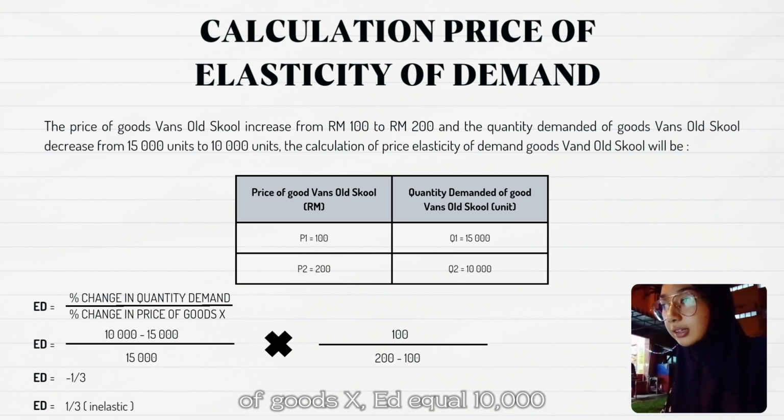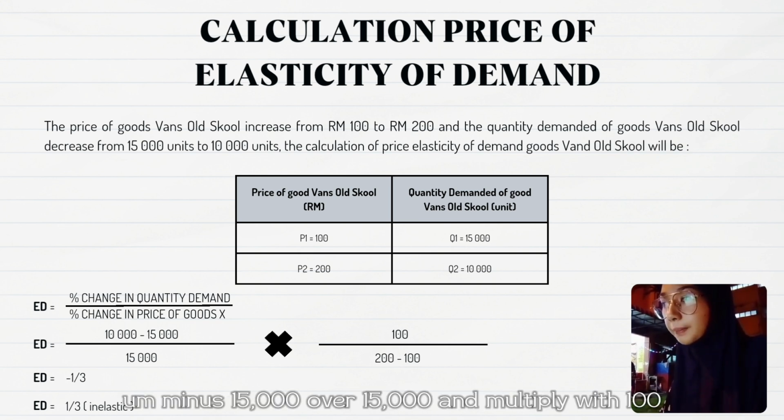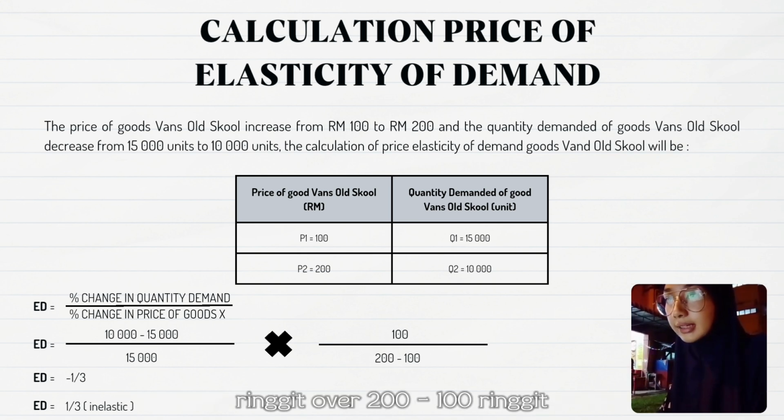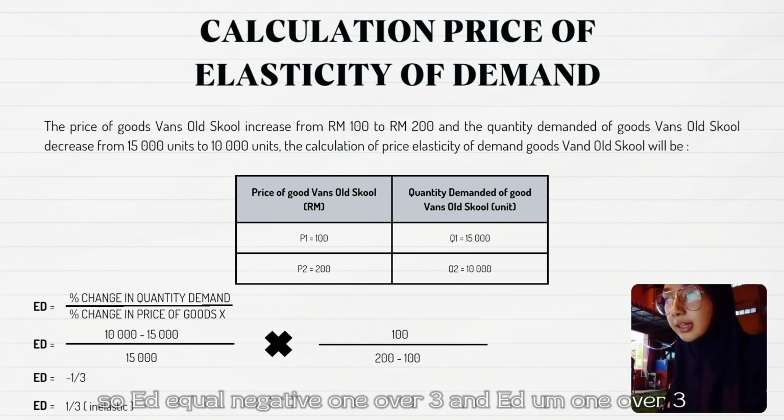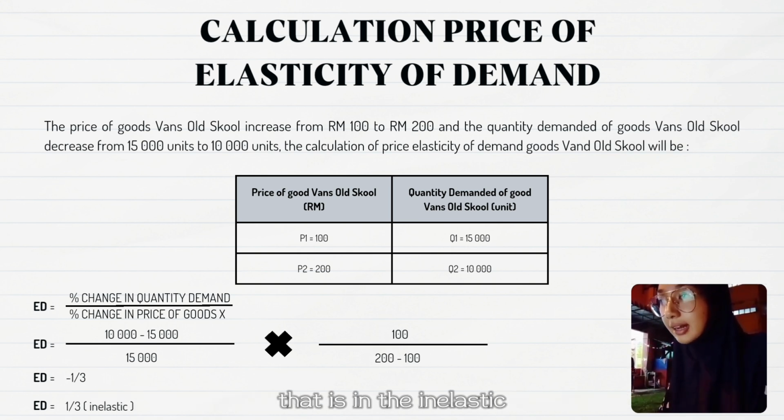ED equals (10,000 minus 15,000) over 15,000, multiplied by 100 ringgit over (200 minus 100) ringgit. So ED equals negative 1 over 3, and the absolute ED is 1 over 3, that is inelastic.